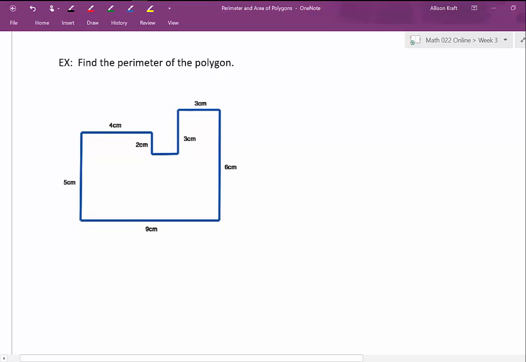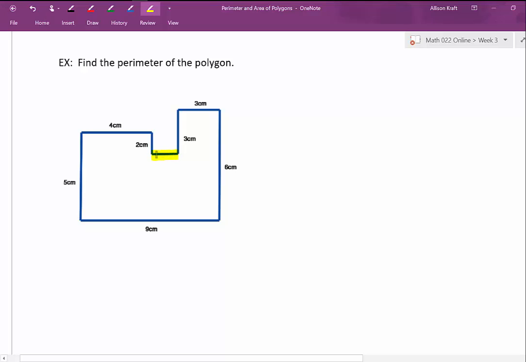In this next example, I've drawn an odd polygon for us to find the perimeter of. We want to add up all the sides. Notice, however, that this side of the polygon doesn't have a length. We need to figure out what that length is. The way that we're going to do that is by looking at the whole polygon.